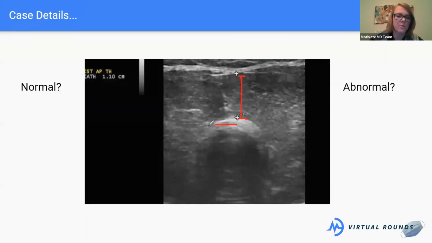What's this structure? So imagine that the ultrasound probe is coming this way. So this is kind of posterior, and this is anterior. Anterior meaning front, posterior meaning back.